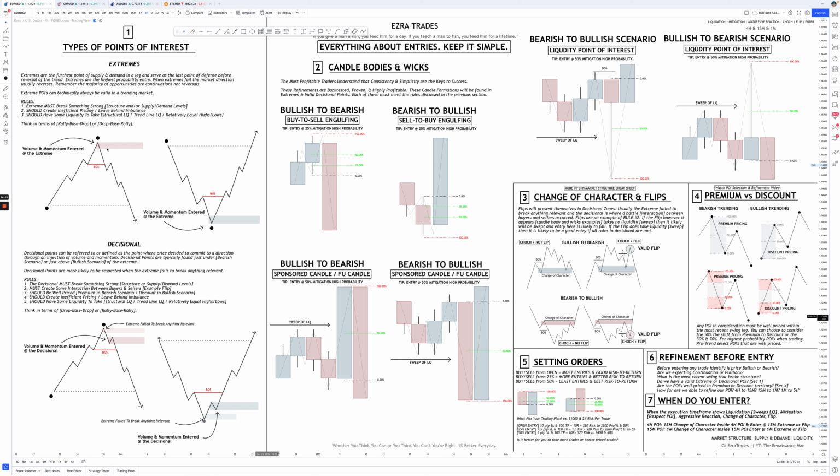So now, if you have a valid extreme or a valid decisional, and you've refined it down to something that looks like this and it meets all those rules, you are going to set your entries. For example, let's say this is your refined entry because price has tapped your POI, you've dropped down to your execution time frame, and you have a change of character and a flip. Your flip looks like one of these, and you can choose to set your limit based on my suggestions or your own, right?